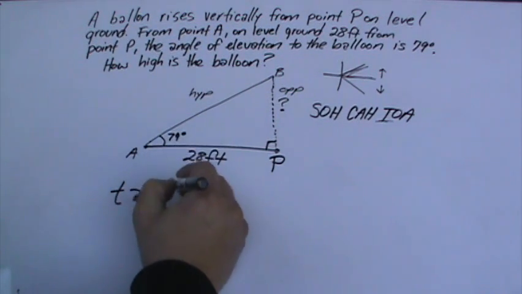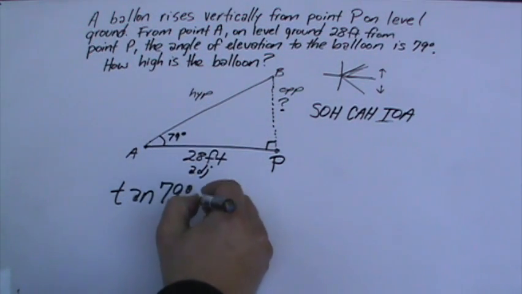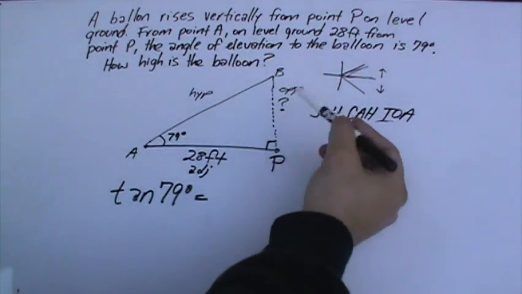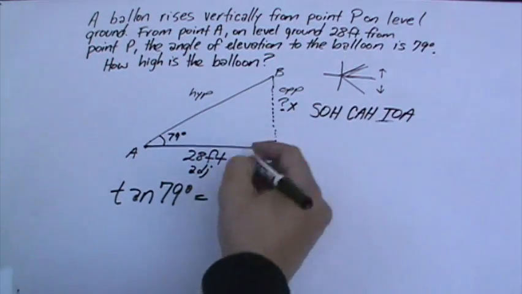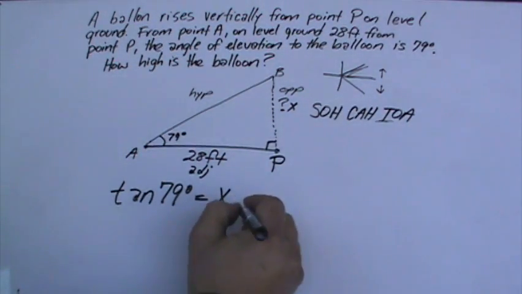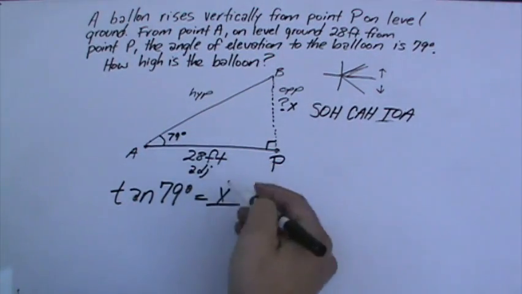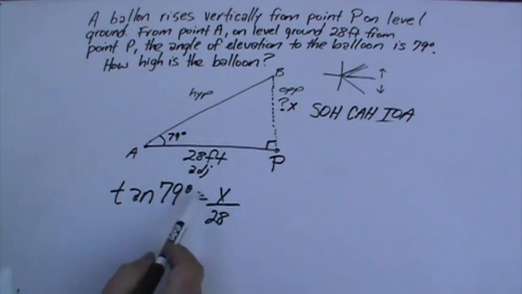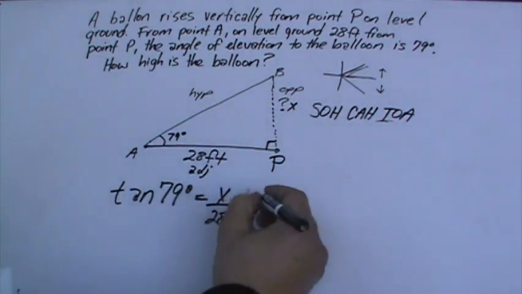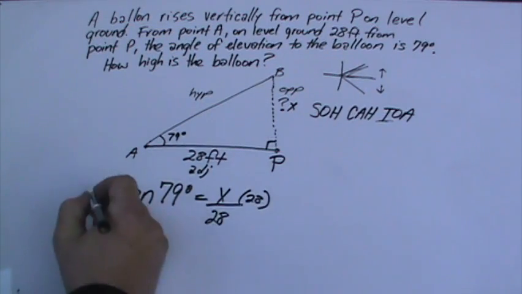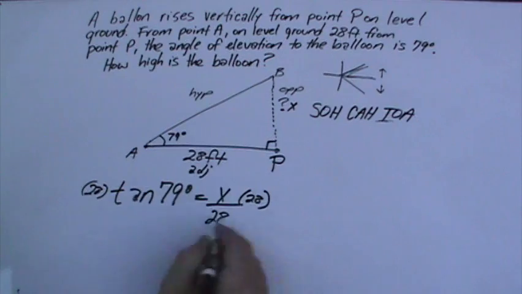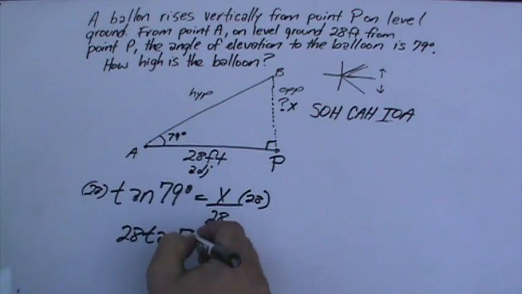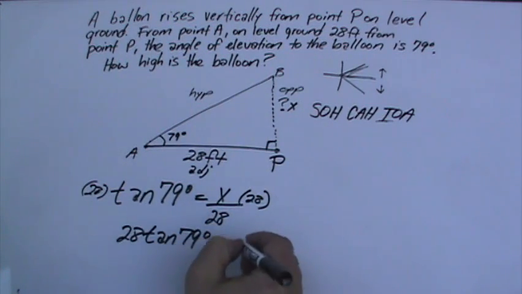So we have tangent of 79 degrees equals, so tangent is opposite. Opposite we don't know, so we'll call that x. So we'll have opposite over adjacent, which is 28 feet. Now what we want to do is get x alone by itself, so we're going to times both by 28, which leaves us with 28 tangent of 79 degrees equals x.